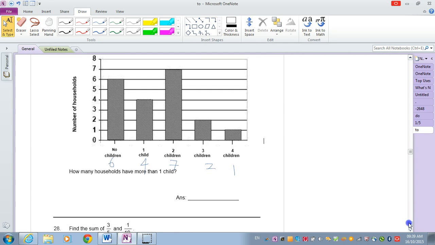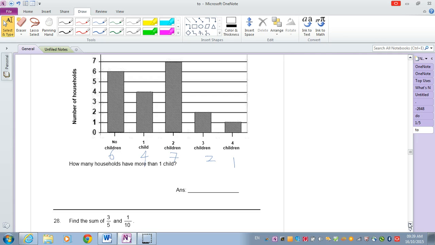So let's look at the question now. We are ready to answer the question. How many households have more than, now be very careful, they say more than 1 child. So more than 1 means 2 children, 3 children, 4 children. How many households are there? It will be 7 for 2 children, plus 3 children will have 2 households, and 4 children will have 1 household. So total I would have 10. So 10 households have more than 1 child.